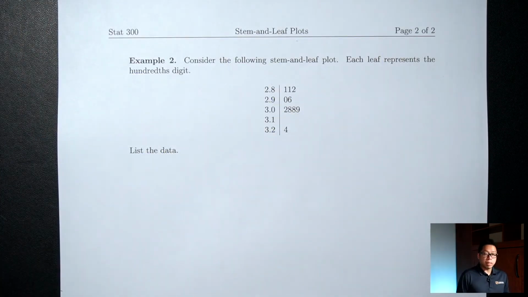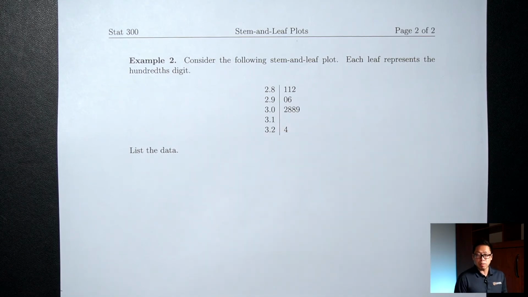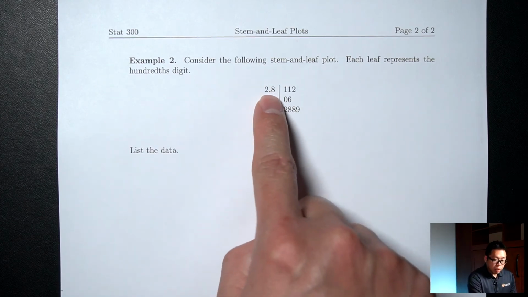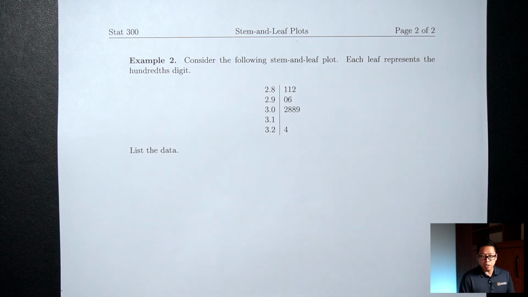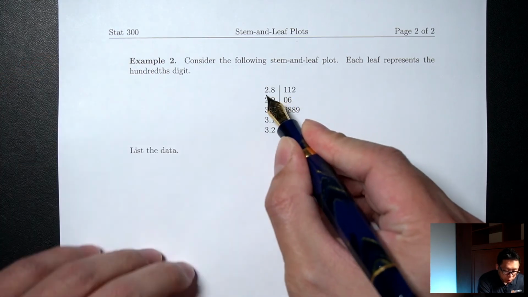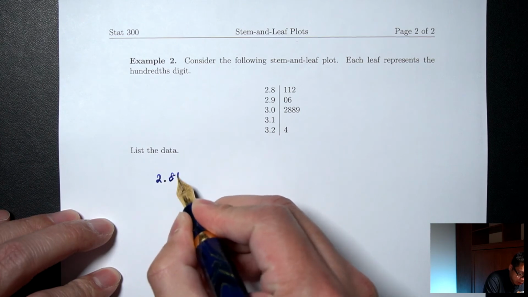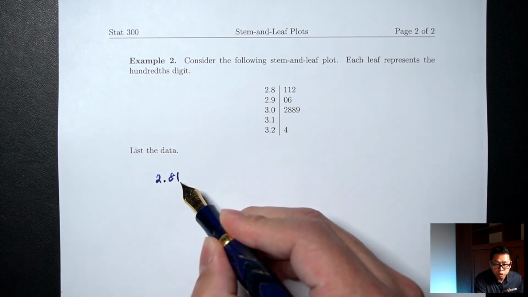The nice thing about a stem and leaf plot is you can go backwards and get the original data. Here I have a stem and leaf plot. Let's go backwards and list out the original data. Remember, the way the stem and leaf plot works is the stems, which is the left part, tells you the first part of your number. And then each leaf represents the very last digit. So this 1 means 2.81. Okay, so 2.8 is the first part of your number, and then the 1 is the very last digit.